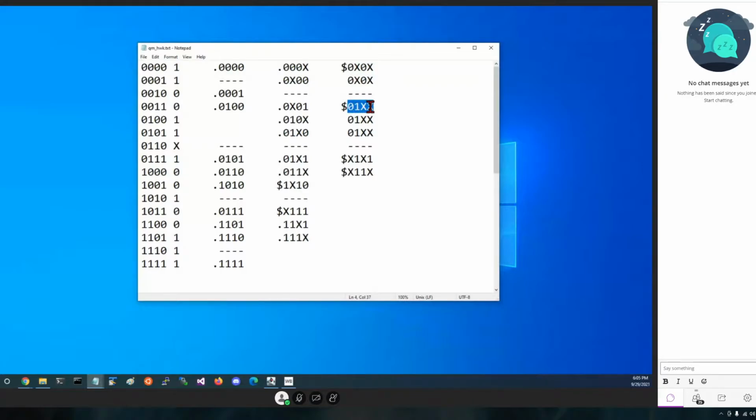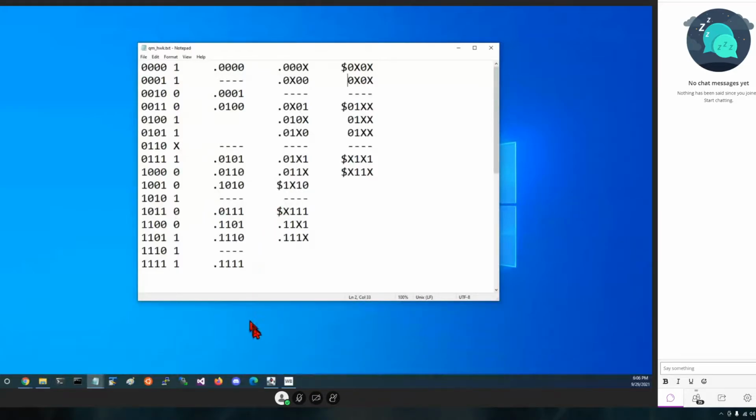This guy against these guys, and find out ultimately that this and this are my prime implicants. So I have 6 prime implicants. 4 of them have 2 terms. 2 of them have 3 terms.